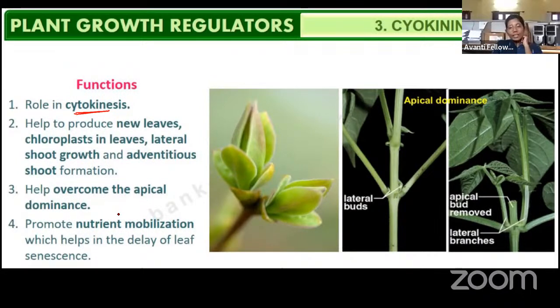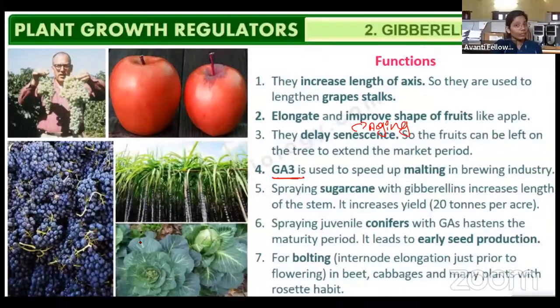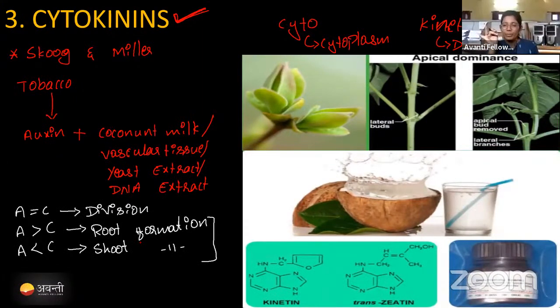And if we mix the cytokinin with the auxin, then we can overcome apical dominance. Because if there is only auxin, the auxin present at the tip is going to dominate the lateral buds. But if the plant has both auxin and cytokinin, we can overcome this apical dominance. Is that clear? Three: auxin, gibberellin, cytokinin. Is it clear to everybody? Please let me know in the chat box.